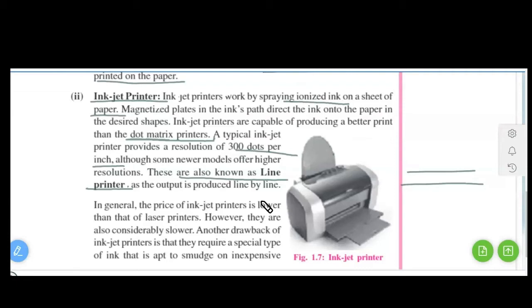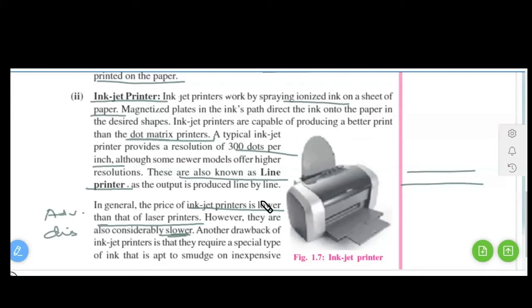The price of an inkjet printer is lower than that of the laser printer. Laser printer is yet another printer that you are going to learn. Inkjet printers are less expensive than laser printers; that is one advantage. However, they are also considerably slower. This is one disadvantage of the inkjet printer. Just note these things.